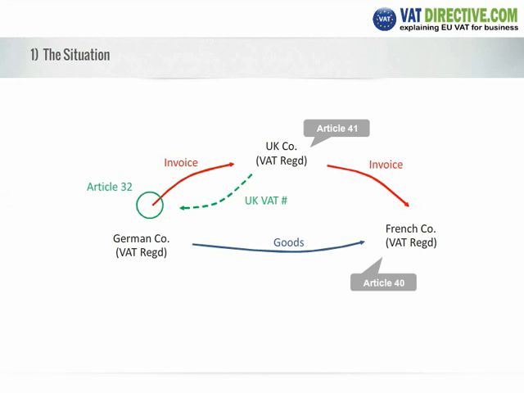Unless, of course, they can prove that they've accounted for Article 40 VAT at acquisition in France. Now, to account for acquisition VAT in France, UK Co would have to register for VAT in France. That's the problem, because the UK company has this registration obligation because of the Article 40 VAT due in France. They're acquiring the goods from German Co. Acquisition VAT is due in the country where the goods end up, France, so Article 40 VAT has to be accounted for.